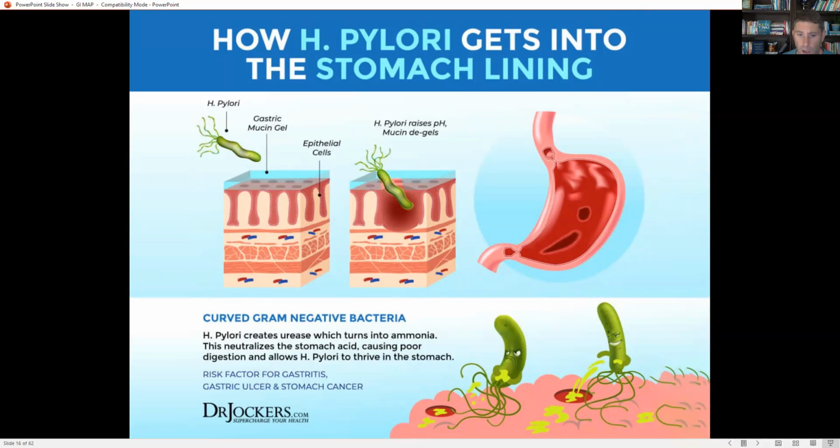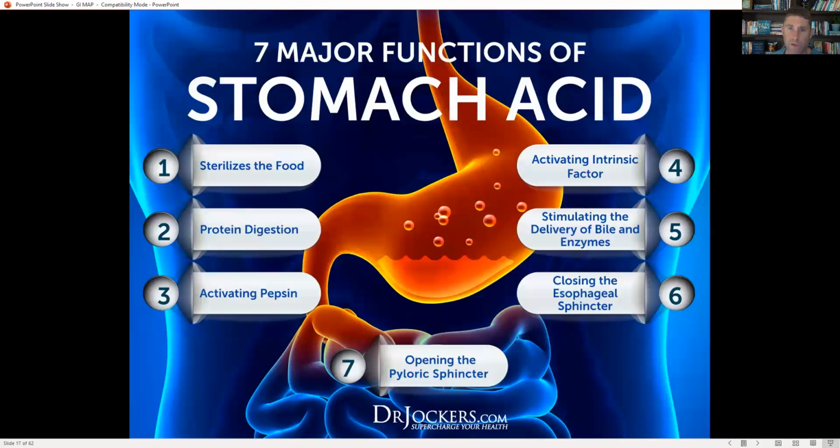So iron malabsorption, zinc deficiencies, zinc malabsorption, vitamin B12 deficiencies as well, because we need stomach acid to be able to activate intrinsic factor, which is a protein responsible for absorbing vitamin B12. So if we have low stomach acid due to H. pylori, we may end up with a B12 deficiency.